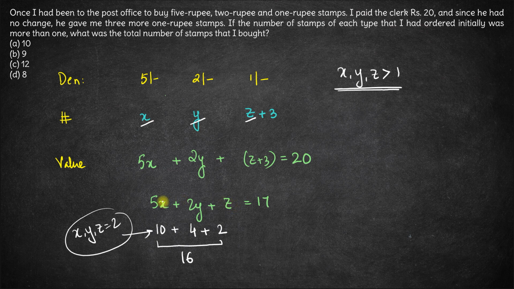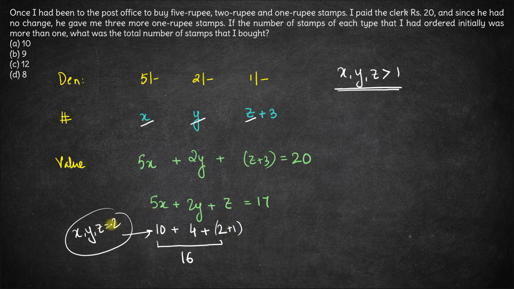So can it be a 5 rupee stamp? No. If you buy another 5 rupee stamp, then the cost will exceed 17. Can you buy a 2 rupee stamp? No. If you buy another 2 rupee stamp, the cost will become 18. Not possible, the cost should be 17. Hence you must buy another 1 rupee stamp. So Z should be equal to 3.